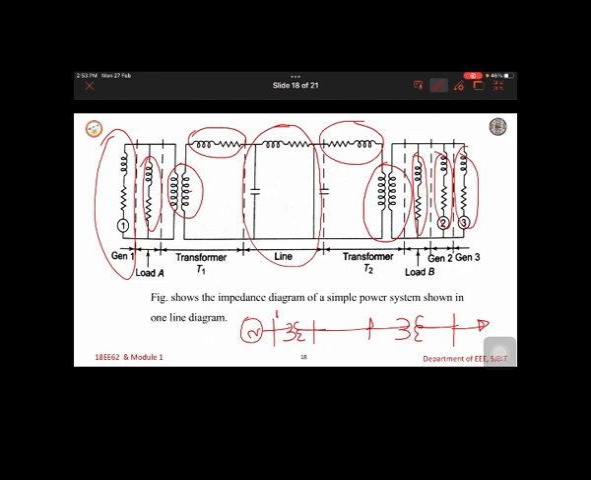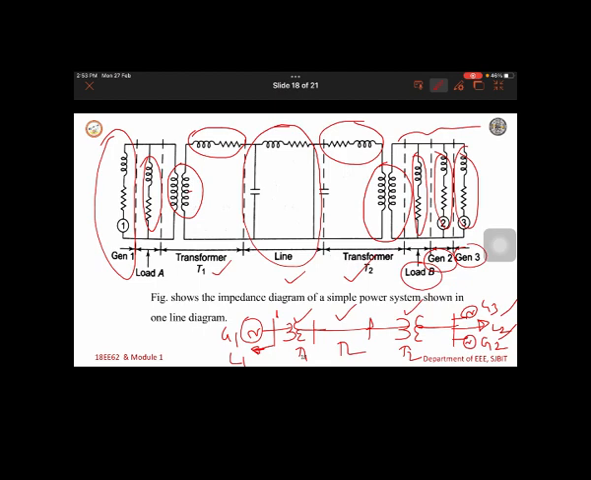For example, at bus number 1, we have a generator and a load. So connect generator 1 and load 1 in parallel. These three components, transformer 1, transmission line, and transformer 2, are in series. In the end, there are two generators, generator 2 and generator 3, and load 2. How are they connected? They are all in parallel, so connect them in parallel.